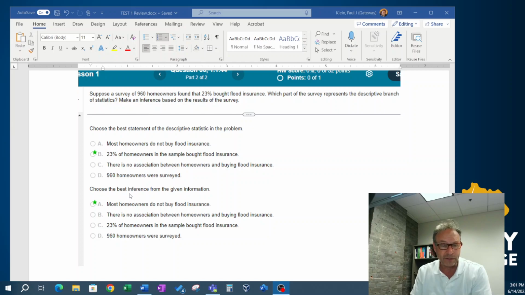And this next one is about inferential statistics, and that is like make a generalization that is reflective on the whole population. It says most homeowners do not buy flood insurance. So I just wanted to kind of go over that. Inferential kind of expands on what you're describing. It takes the calculation from your sample data, and then it uses it to kind of predict the population. Okay? All right.